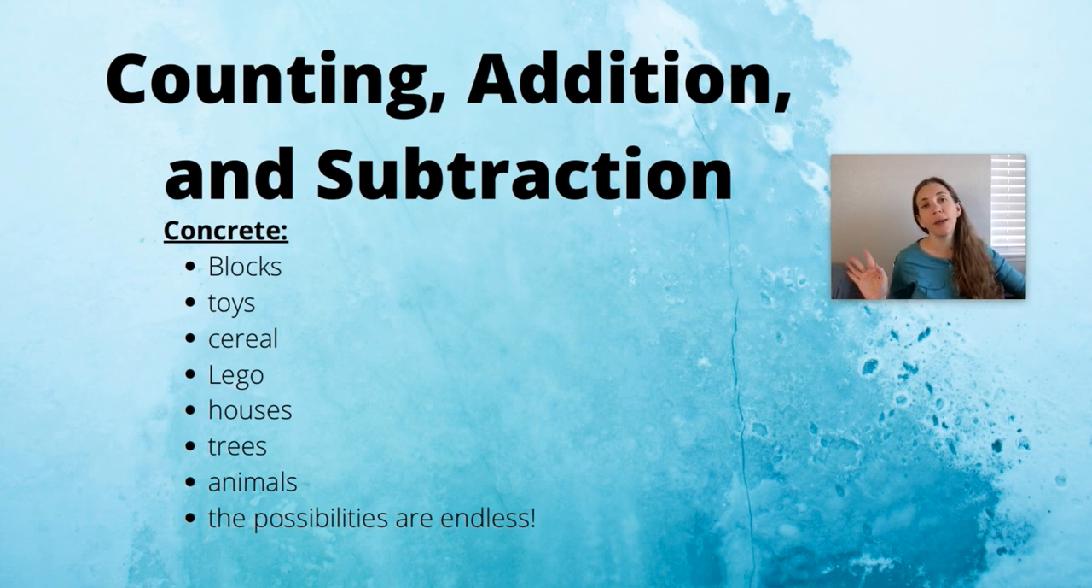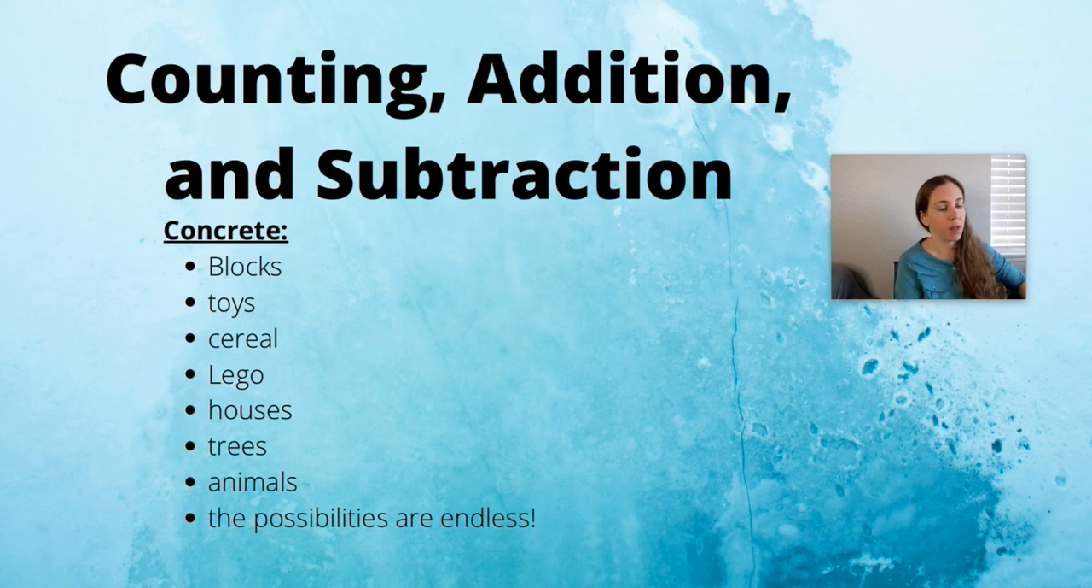Everything in your environment, if there's more than one of them, can be an addition and subtraction problem, and even if it's one, you could count. Oh, we only have one, or we have 0. How many purple elephants do we have? 0. Perfect. 0 is a hard concept for a lot of people.